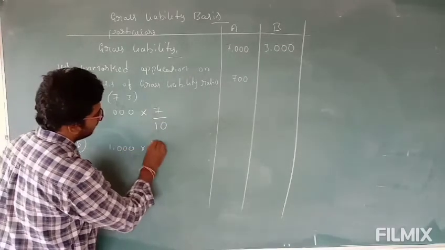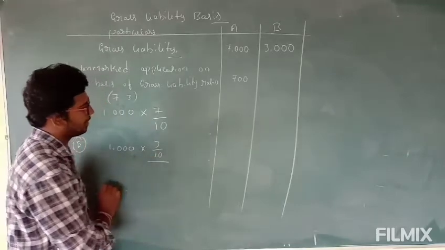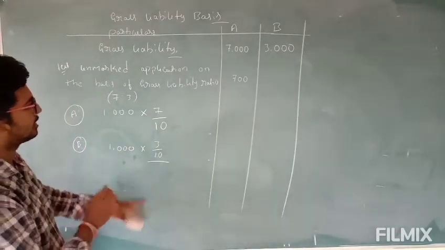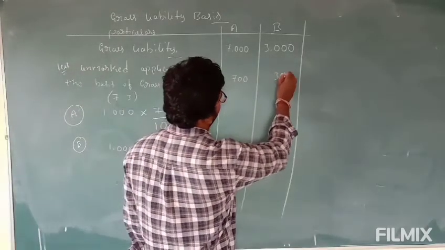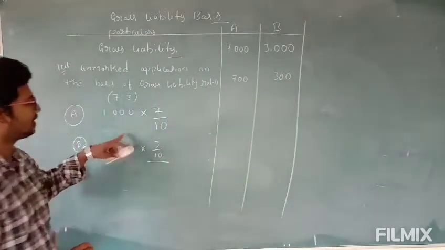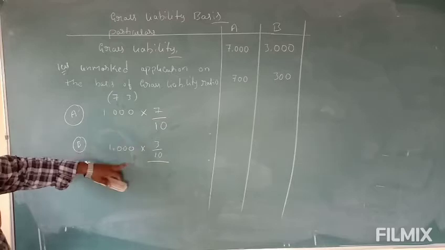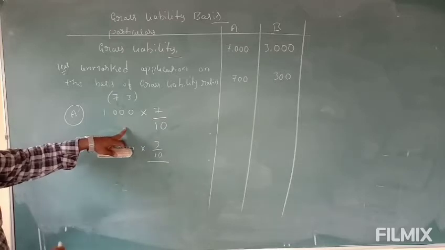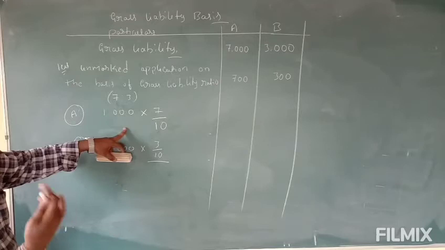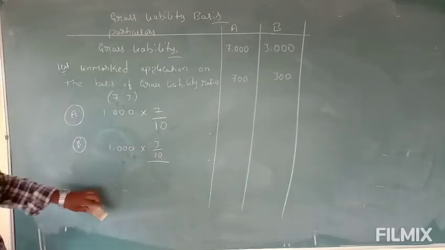1000 into 3/10. It's 300. So like this, you can calculate outside the table. Space is not sufficient to make calculations inside a table. If you want, you can do it directly with the calculator, or you can do it outside the table. You can calculate the workings.